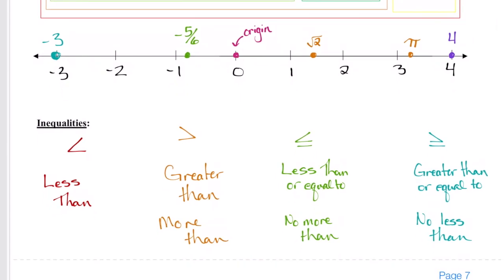Next bit is just going over inequalities. So we have our less than sign, our greater than or more than sign, our less than or equal to sign, which you could also say no more than, and our greater than or equal to sign, or no less than.